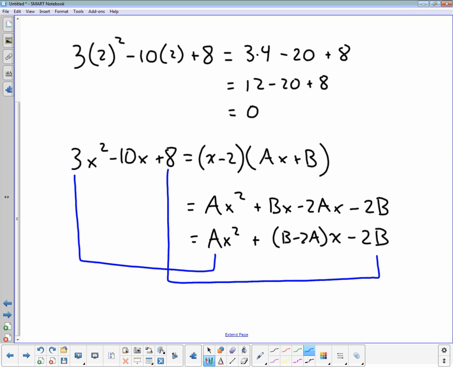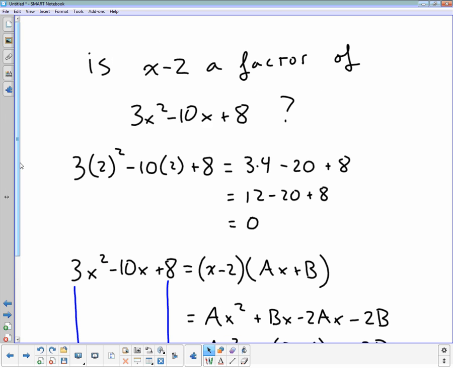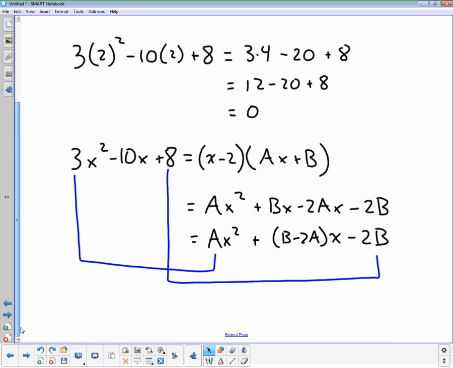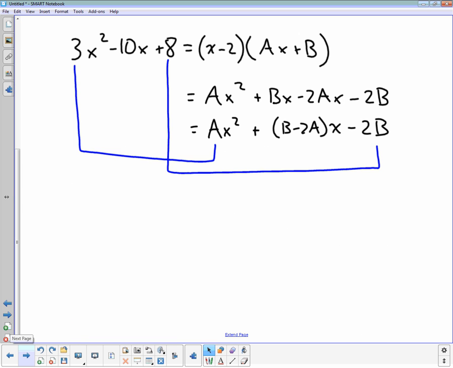Well, I mean, I could have given you, instead of x minus 2, I could have said x minus 3. And that wouldn't have worked, would it? Well, no. I said, is this a factor? And yeah, that's cool. And so now we know that A must equal 3, and B must equal negative 4.